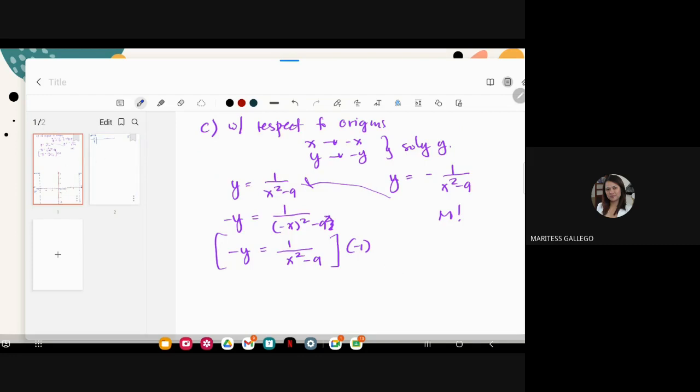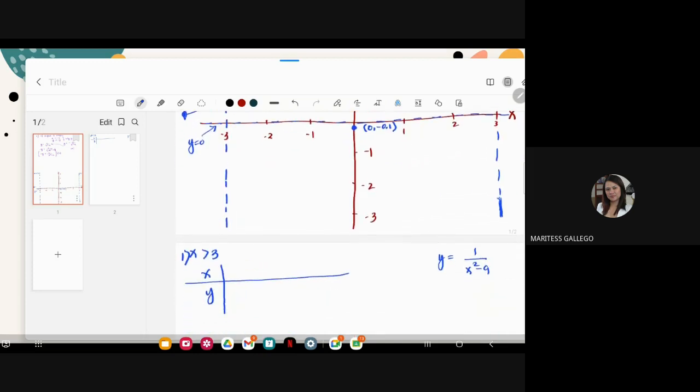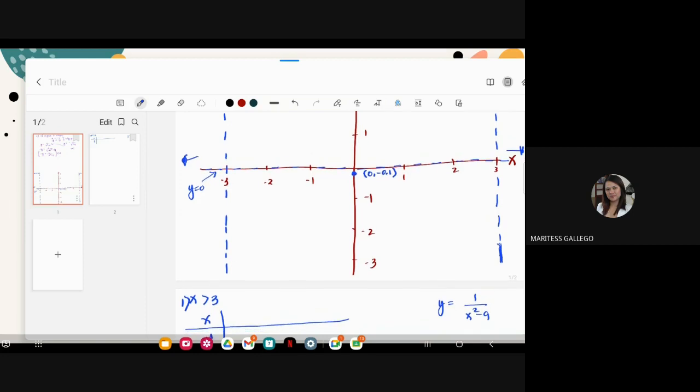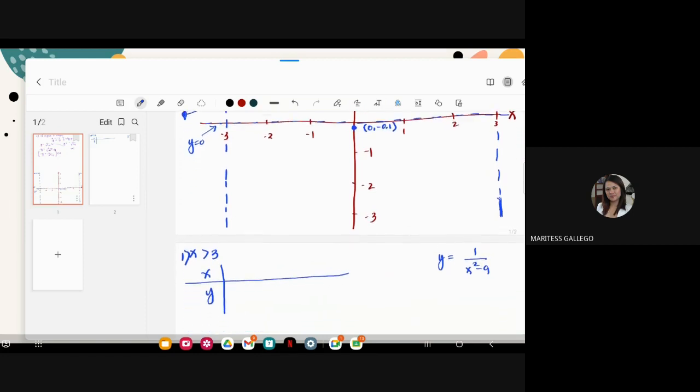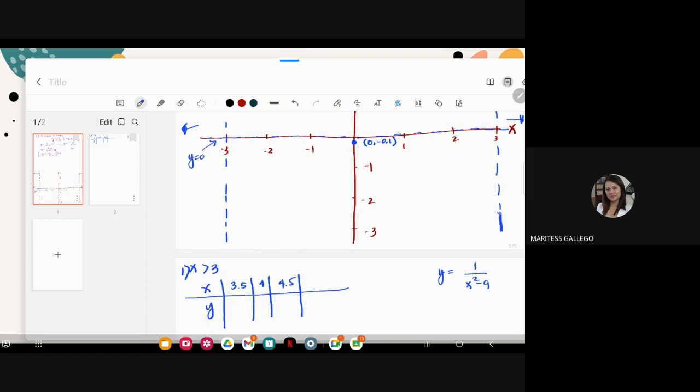Para matrace lang natin siya. Ayan. Okay, so try muna natin ang 3.5 and 4. So, pakikuha nga, 3.5, positive 4, 4.5. Ayan. Tingnan natin kung anong mangyayari. Please substitute this. Solve nyo si y.